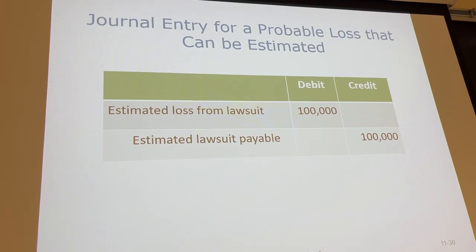We would debit estimated loss from lawsuit $100,000, so that would go on our income statement as an expense, and we would credit estimated lawsuit payable, and that would go on our balance sheet as a current liability.